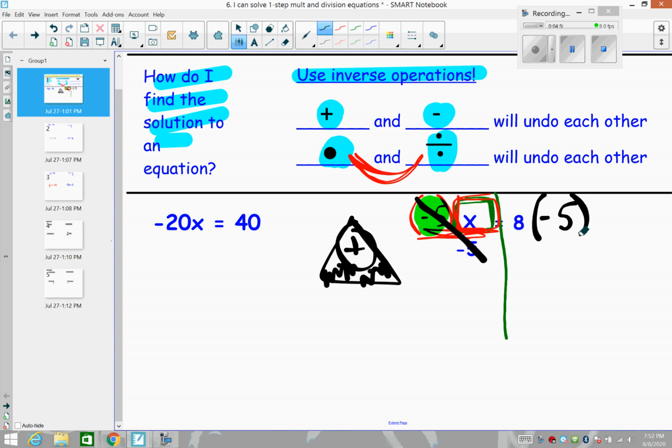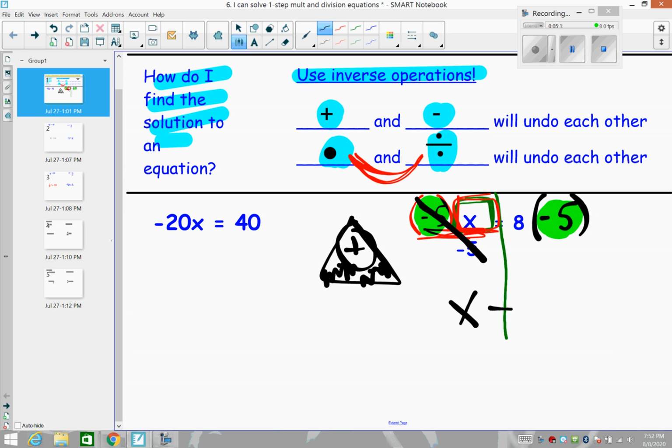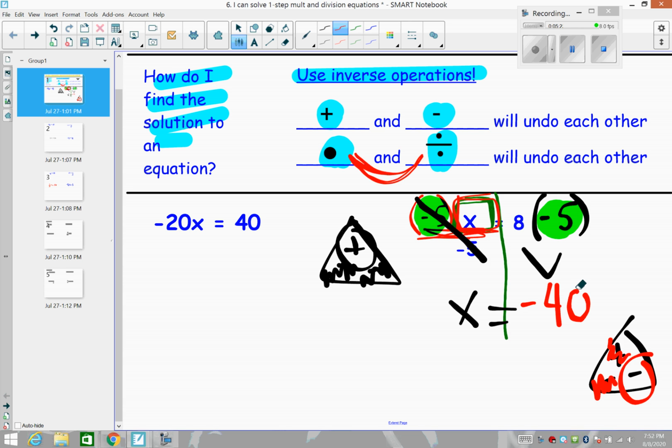Multiply, nice and high, copy, paste. So you'll notice the green highlight has been pasted in multiplication, nice and high, both sides, copy, paste. So on the left-hand side, we have just the variable x. In the right-hand side, I have this triangle. I have a positive on the 8. I have a negative on the 5. So the result of that is negative 40.